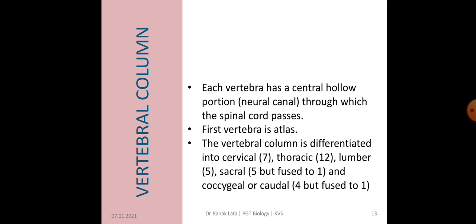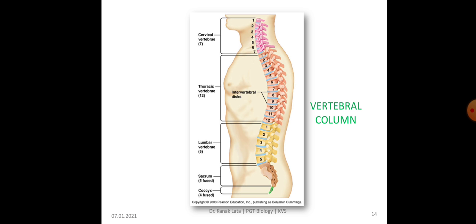In human beings, the 5 categories are cervical, thoracic, lumbar, sacral, coccygeal, also called caudal. There are 7 cervical, 12 thoracic, 5 lumbar, 5 but fused to 1 is sacral, 4 but fused to 1 is caudal or coccygeal. It is the diagram of vertebral column showing different groups of vertebrae, that is cervical, thoracic, lumbar, sacrum, coccygeal or caudal.